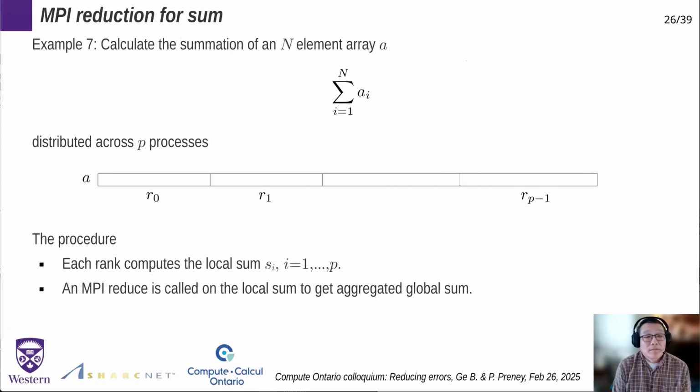Now, we're going to do this using MPI in parallel. How are we going to do this in parallel? Still, we want to add n elements together and get the total summation of array A. This is what we do in our example exercise.